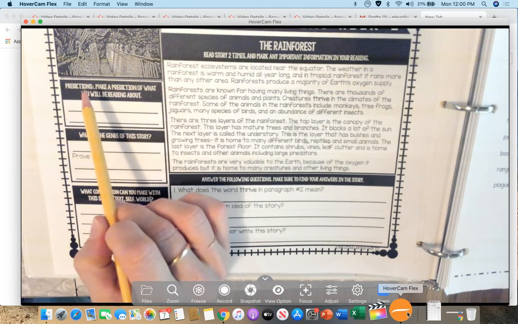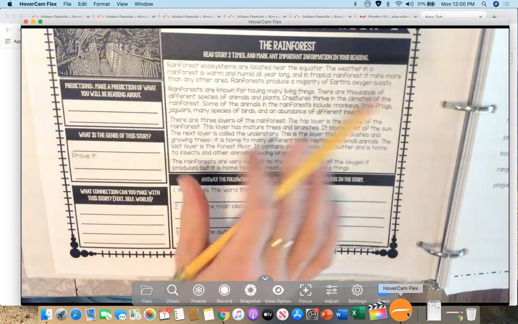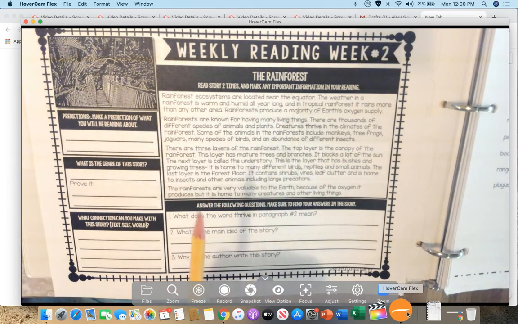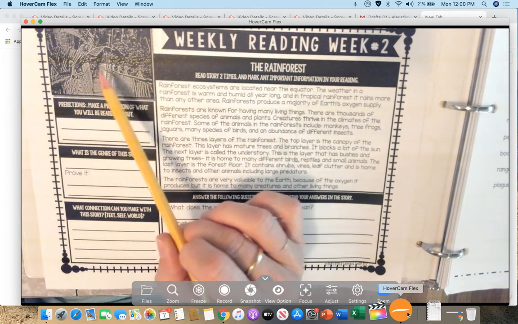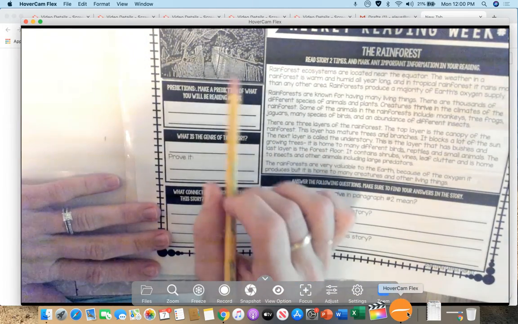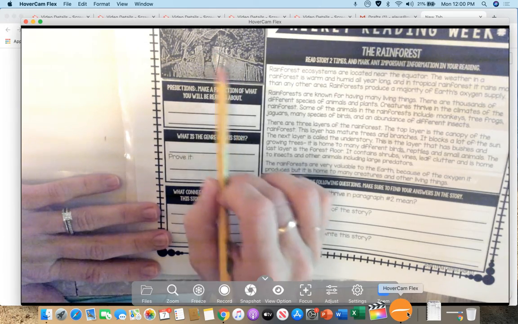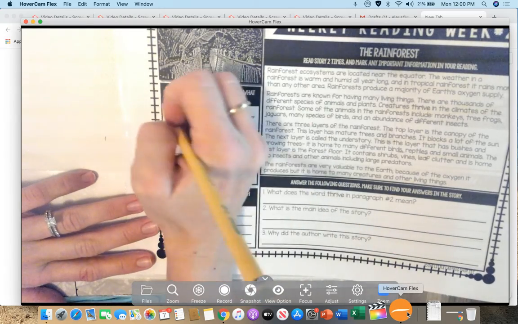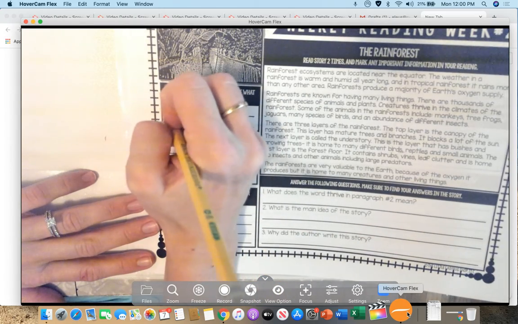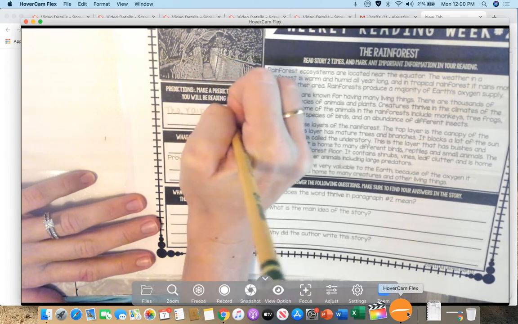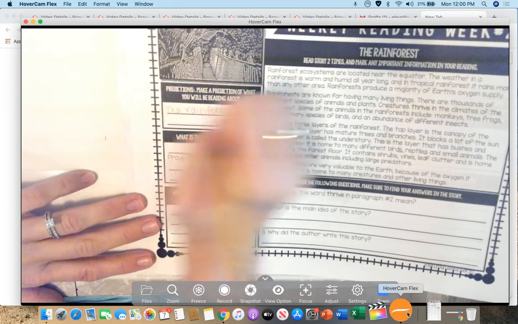Remember, do your predictions first. Make a prediction of what you will be reading about. We make predictions by looking at pictures, the titles, even sections in a book. But for now, we just have the title and this picture. Because it's called the rainforest, and I see a picture of a bridge, it's kind of hard to see on my video, but if you look closely, it looks like a bridge in the middle of a rainforest. I'm going to write down that we will be learning about the rainforest and its features.